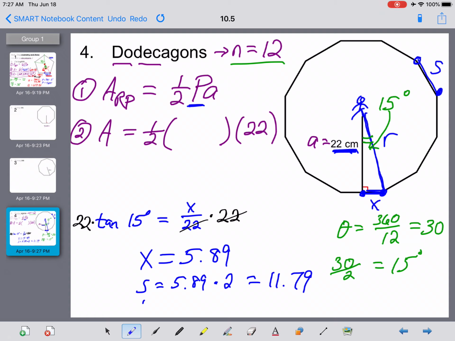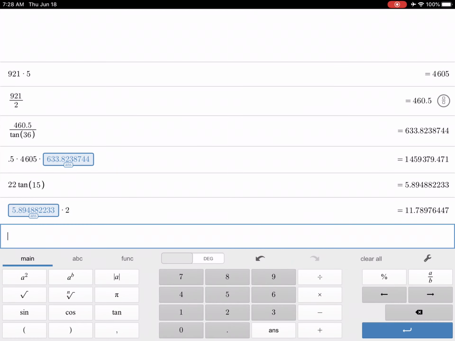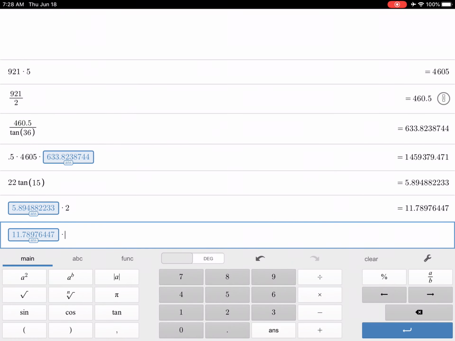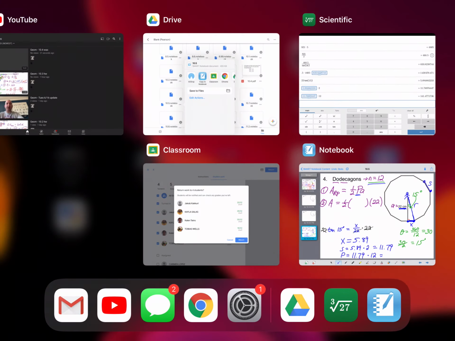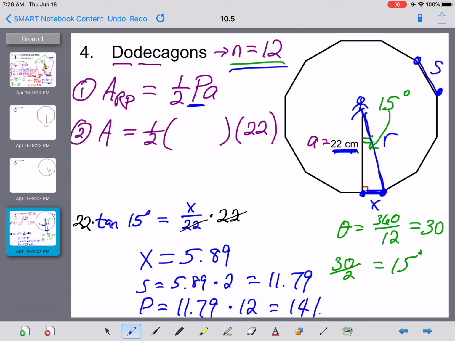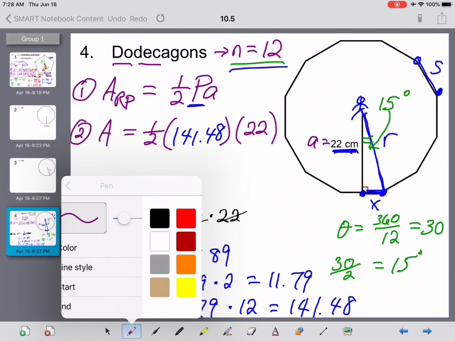And then to find P, the perimeter, we take the length of each side, which is 11.79, and we multiply that by the number of sides you're dealing with, which again is 12. So this should be in the neighborhood of about 140, I think. So that 11.79, I hit answer, multiplied by 12, and that got me 141.48. Okay, and that's our perimeter, everybody. So we'll put that here, 141.48. And now we know everything we need to know.